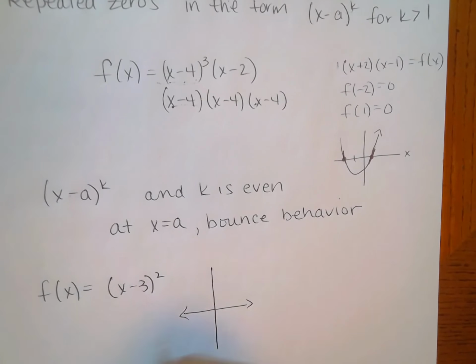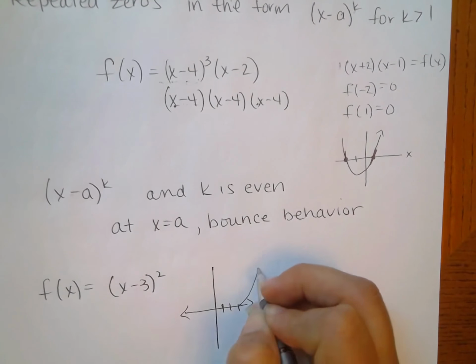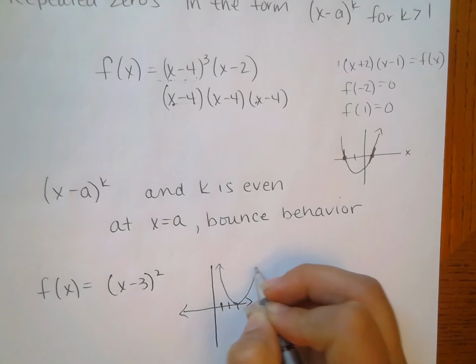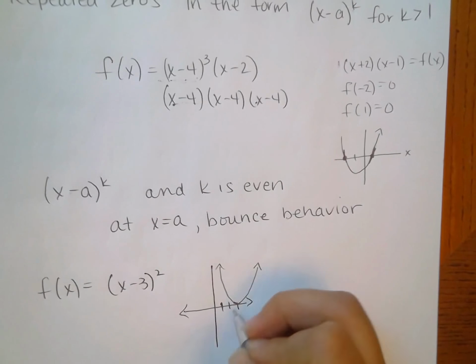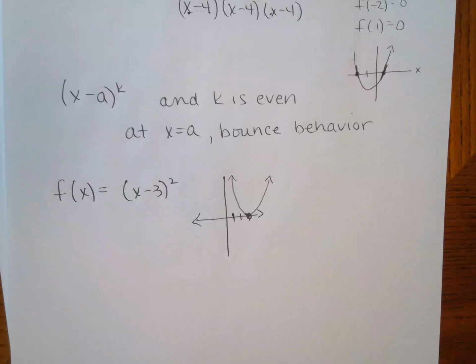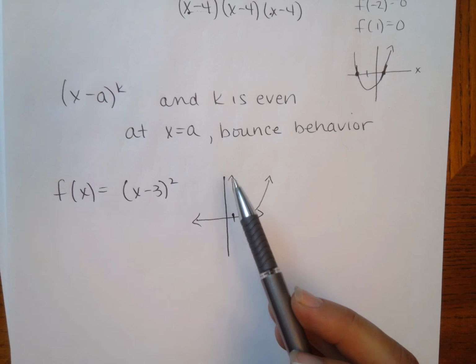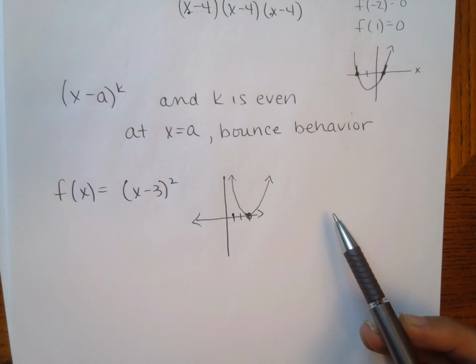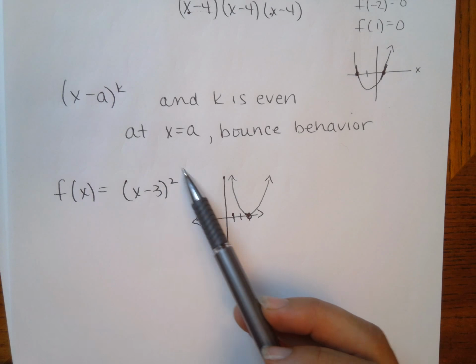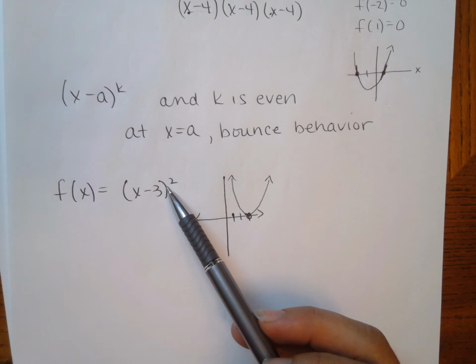We know how to work with this. This is x squared shifted right 3 units. So at x equals 3, even though it's an x-intercept there, it's not actually crossing over the x-axis. It just bumps it. My graph just bounces off the x-axis here, so it doesn't actually cross over. That's what happens when this power, this repeated zero, is even, so if it's a 4 or a 6.